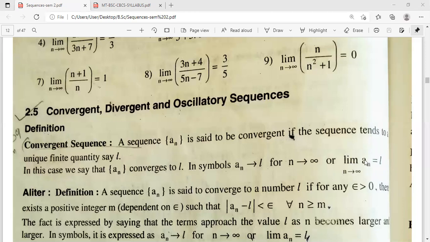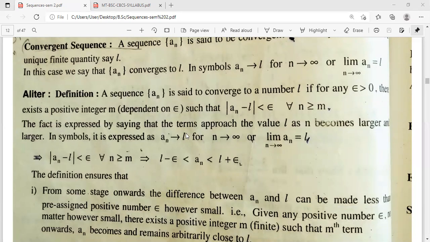Here an is the given sequence. You are taking the limit of an as n tends to infinity. If it simplifies, then you are going to get L equal to some quantity, whatever it may be, constants or whatever, you are getting some value, then you can say that is a convergent sequence.